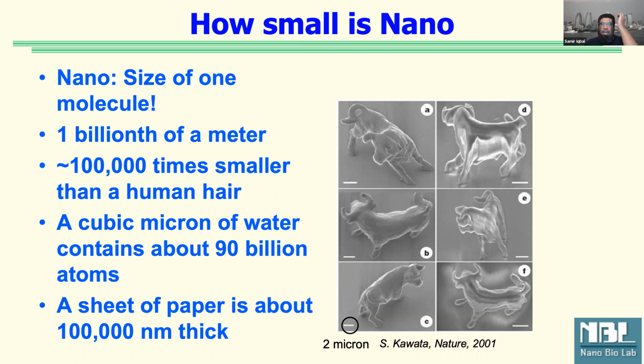If you think about a human hair, it is about 80 to 100 micrometer. So from a human hair, this is further 100,000 times smaller than that. And if you were to contain 1 micrometer, which is 10 raised to the power minus 6, 1 cubic micron of water, that would have 90 billion atoms in it. So these are some plays of numbers, but the idea is to get you some feel of how small we are talking here. A sheet of paper is about 100,000 nanometer thick.